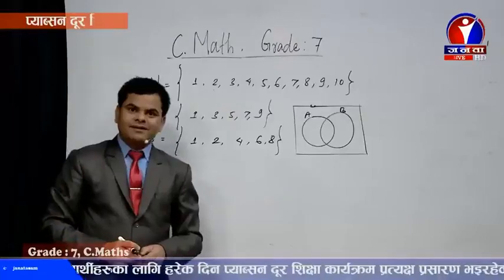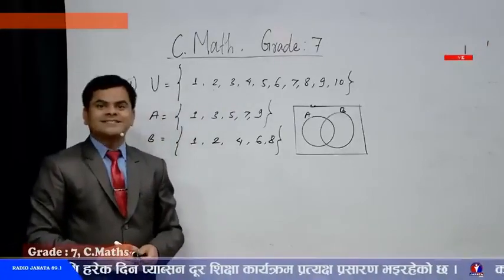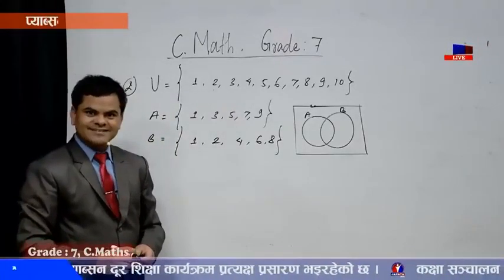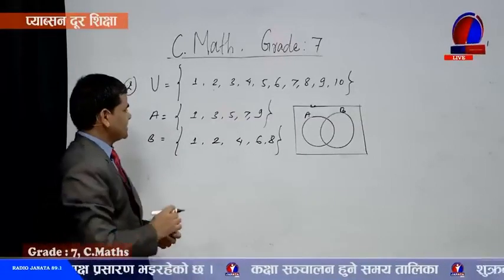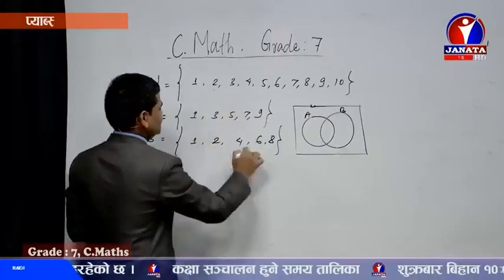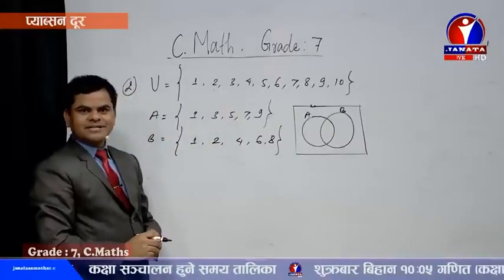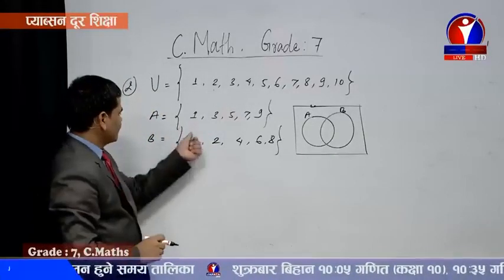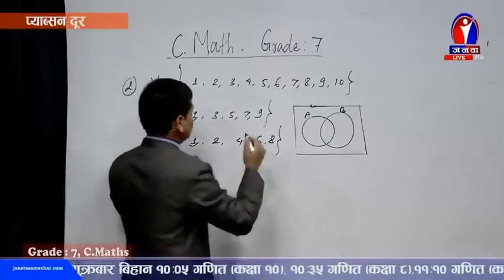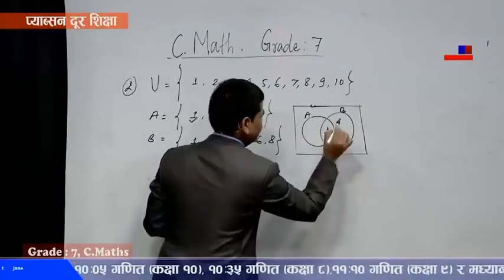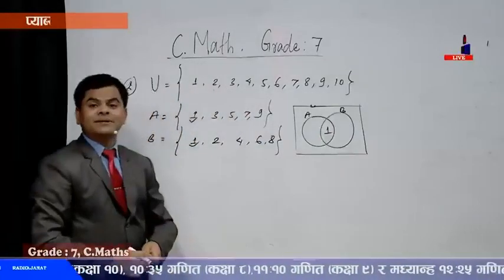First of all, which elements should we target? Of course, the common elements. So if you look at the common elements between these two subsets of the universal set, which are common? The 1. Only one element is common between these two subsets. So let's keep it in the common area. Always we need to keep it in the common area.